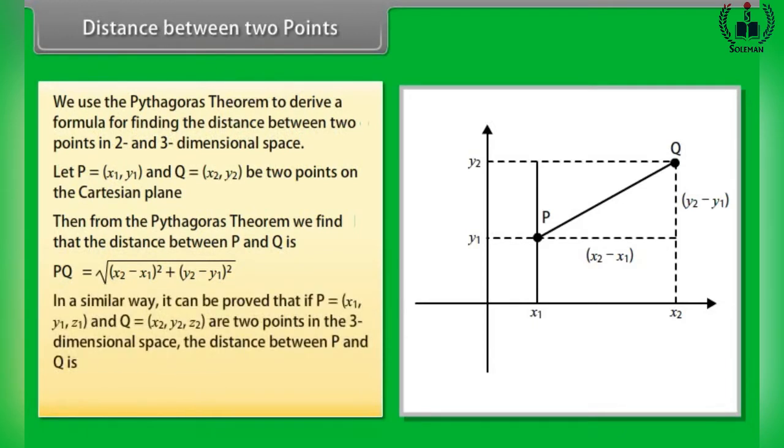In a similar way, it can be proved that if P is equal to X1, Y1, Z1 and Q is equal to X2, Y2, Z2 are two points in the three-dimensional space, the distance between P and Q is PQ is equal to square root of X2 minus X1 square plus Y2 minus Y1 square plus Z2 minus Z1 square.